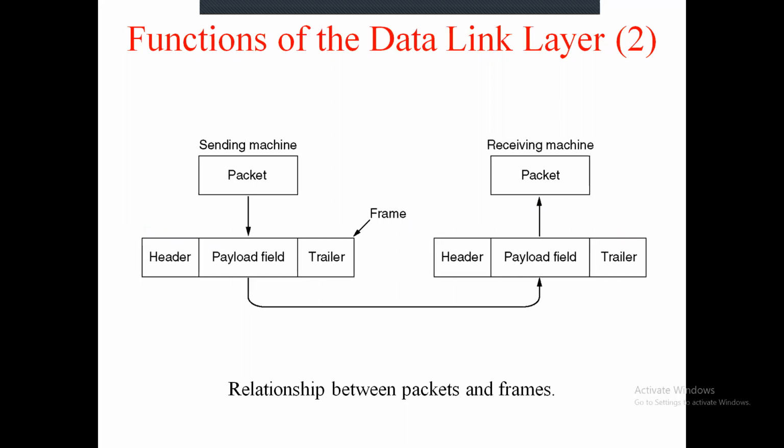We discussed this diagram, the relationship between packets and frames. At the sender side, the network layer sends packets to the data link layer. The data link layer converts the packet which comes from the network layer into a frame. On the receiver side, the data link layer sends the frame to the network layer, which converts it into the packet. That means the packet is converted to a frame at the sender side and the frame is converted to a packet at the receiver side.